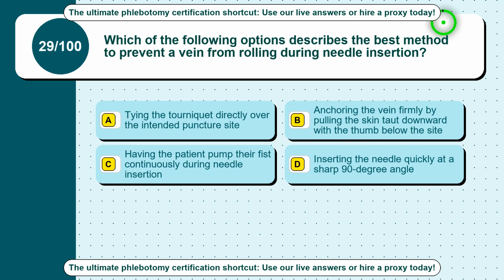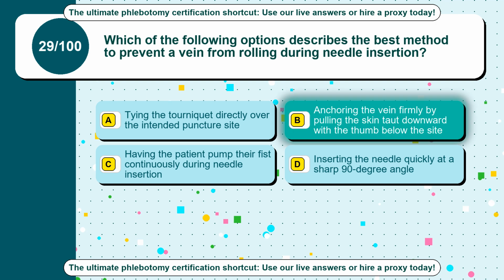Question 29. Which of the following options describes the best method to prevent a vein from rolling during needle insertion? Option A. Tying the tourniquet directly over the intended puncture site. Option B. Anchoring the vein firmly by pulling the skin taut downward with the thumb below the site. Option C. Having the patient pump their fist continuously during needle insertion. Option D. Inserting the needle quickly at a sharp 90-degree angle. The correct answer is option B.